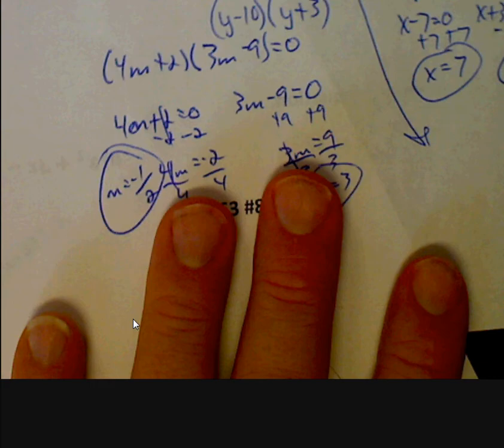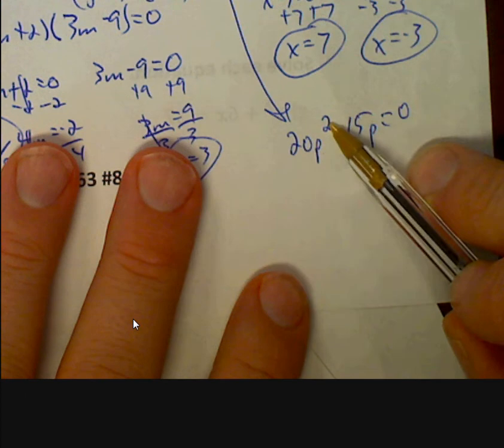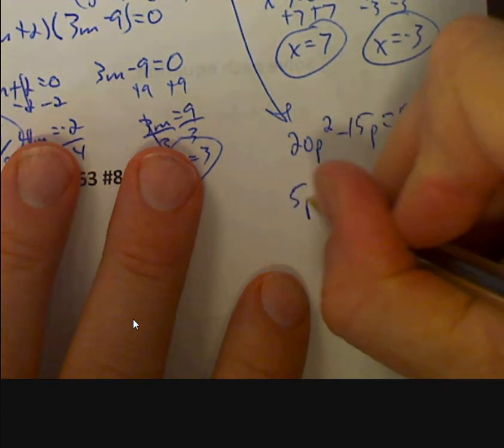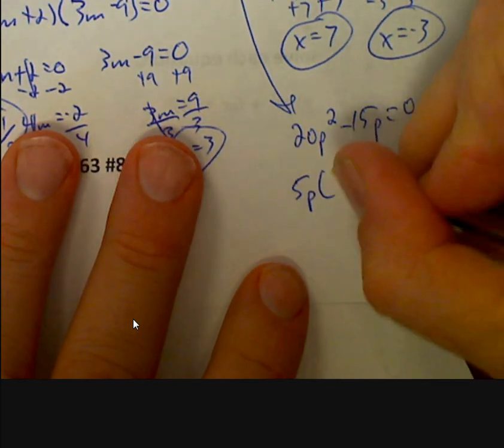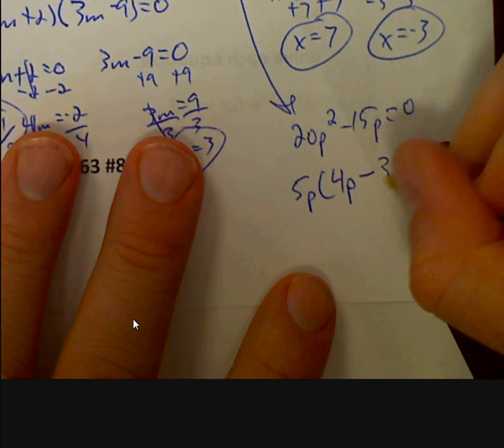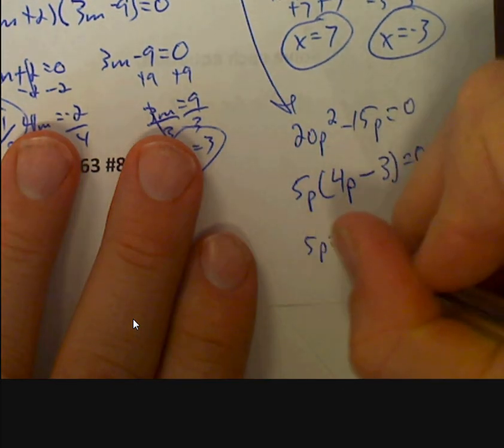Number 11, 20p squared minus 15p equals 0. I cannot solve for a p squared, so I need to break this up, which means I'm going to factor. I can take a 5 and a p out. 20 divided by 5 is 4. I'm left with a p. Negative 15 divided by 5 is 3, equals 0. I set each part equal to 0.